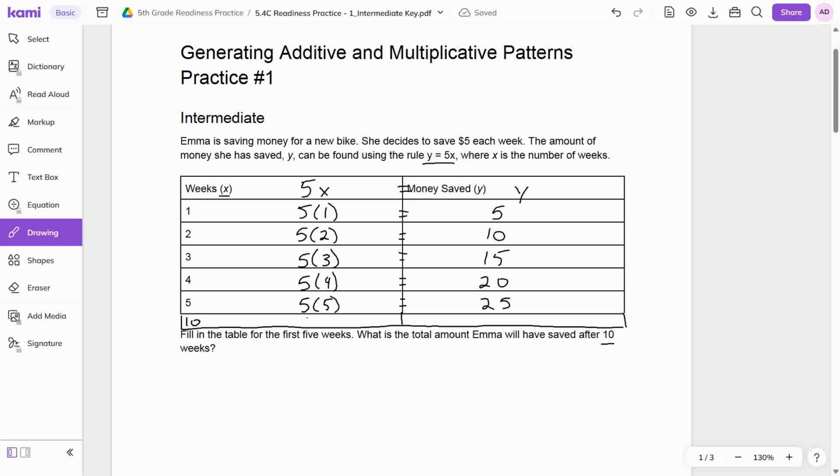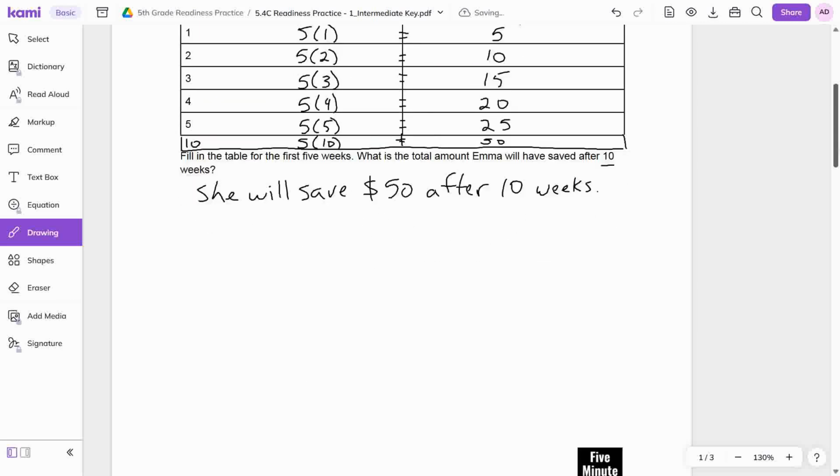And what is our rule? Well, it's 5x, and our x is 10. So we're going to take 5. We're going to multiply that by 10, and that's going to be 50. So we can say she will save, let's put our answer here in dollars, $50 after 10 weeks. All right, so we use that 5 times our x to get the y.